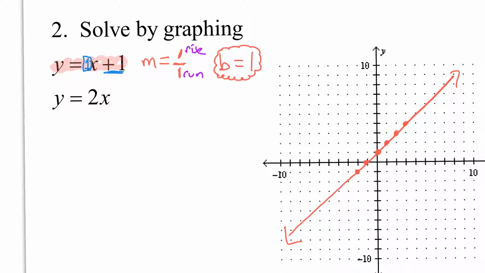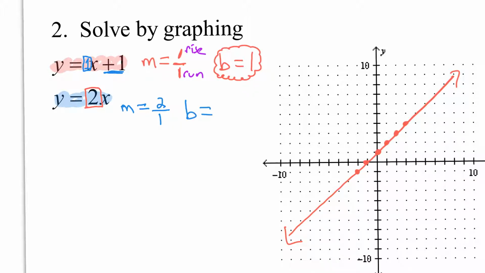So now I'm going to use a blue color. This one here is going to be a blue line. I just want to check if they do intersect, and maybe they're parallel or maybe they are the same line. So let's go ahead and find the slope. The slope of that line is the number next to the x, right next to the x, this one here. So that is my slope, 2. I need to make it a fraction because I need the rise and the run.